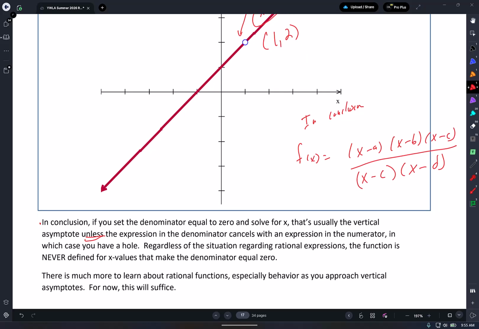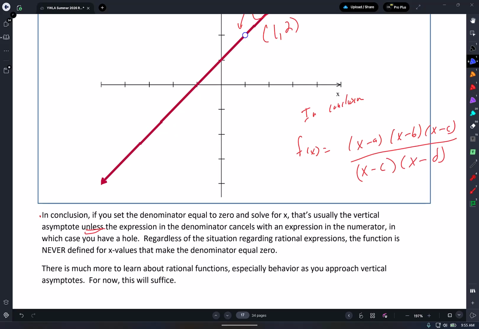When you expand this, you'll have an x cubed. When you expand the denominator, you'll have an x squared. So notice that I have an x minus c here and an x minus c here. So those are going to cancel out.